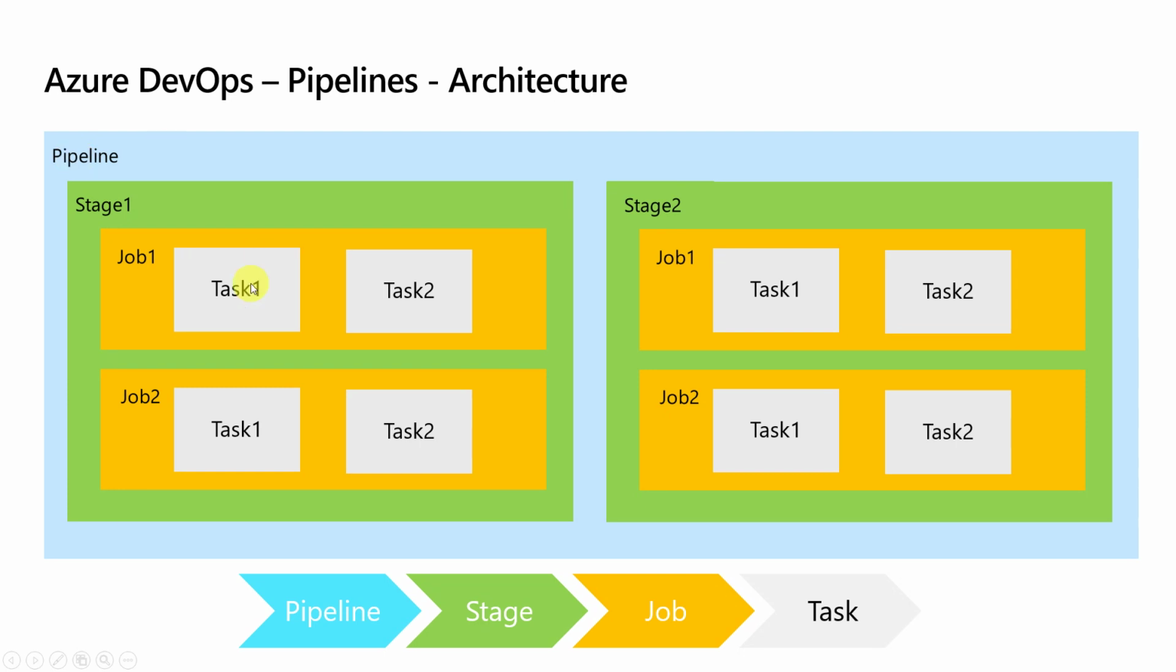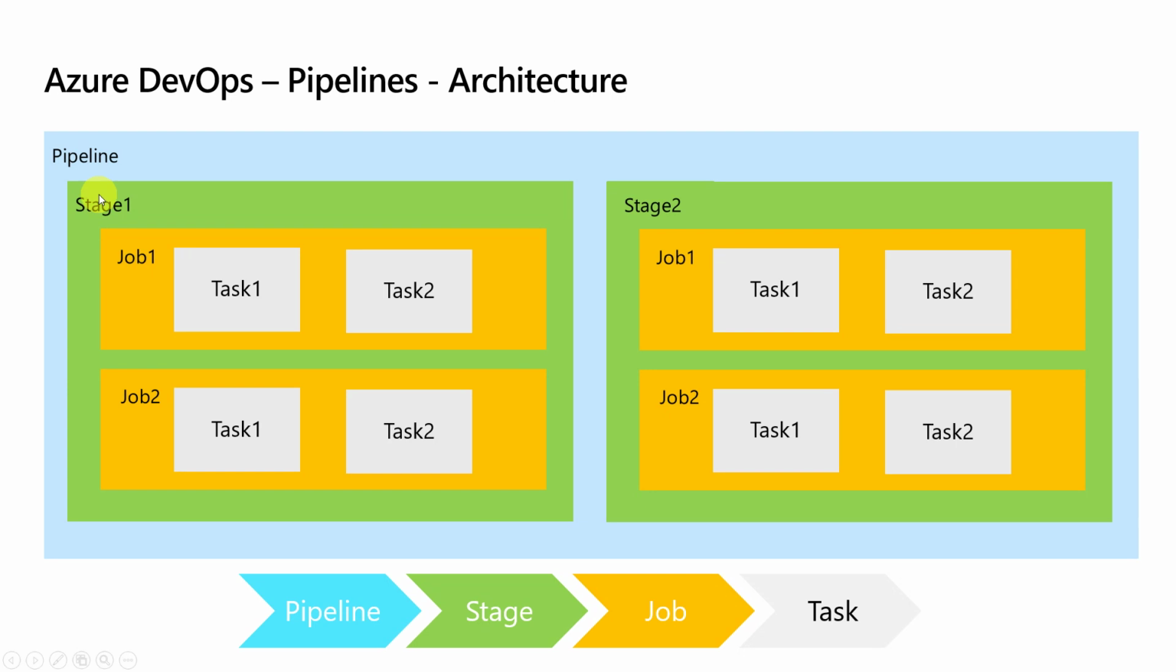In fact, you cannot even assign an agent to individual tasks. That's not possible. An agent can be assigned to a job or a stage or a pipeline. But the actual jobs will be executed by the agent.